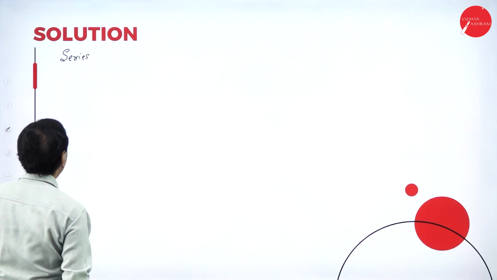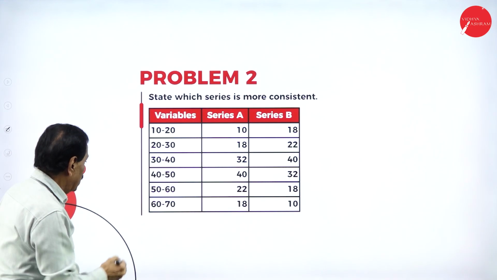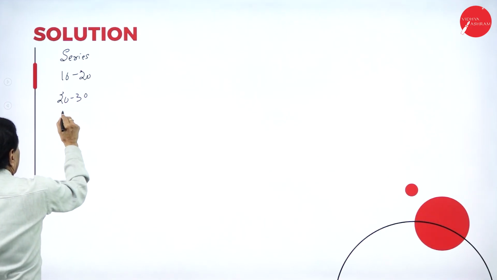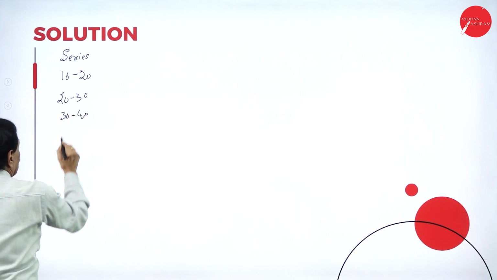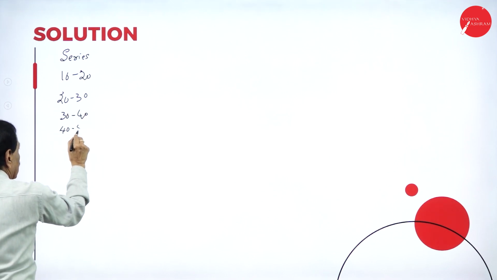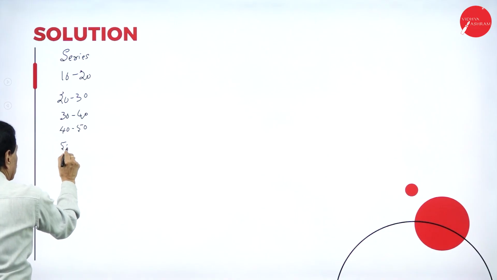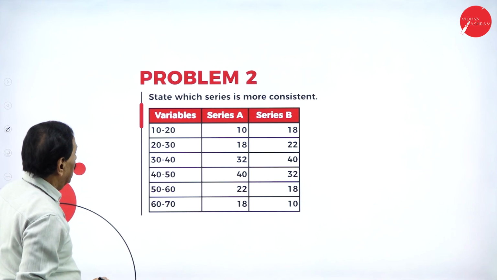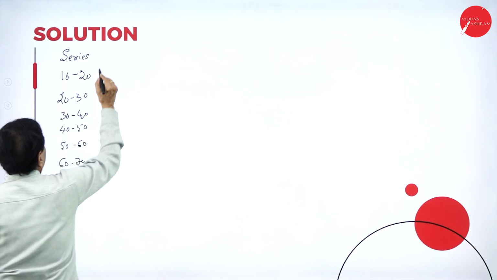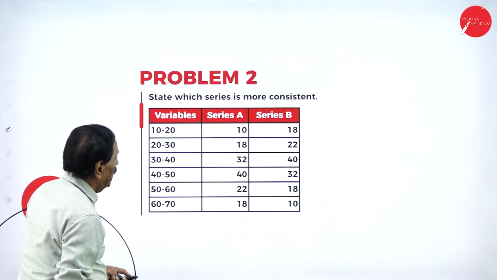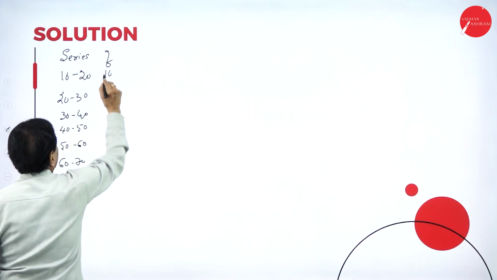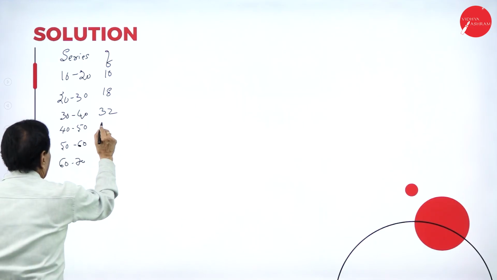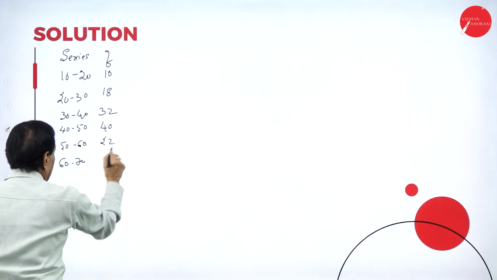Series A. The classes are 10 to 20, 20 to 30, 30 to 40, 40 to 50, 50 to 60, 60 to 70. That is given. Then the frequencies given are 10, 18, 32, 40, 22, 18.